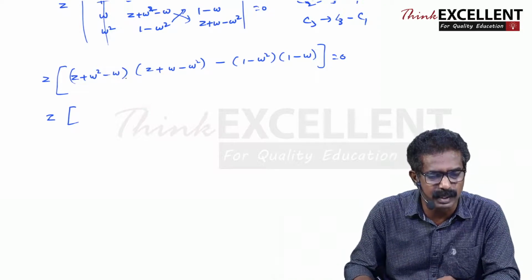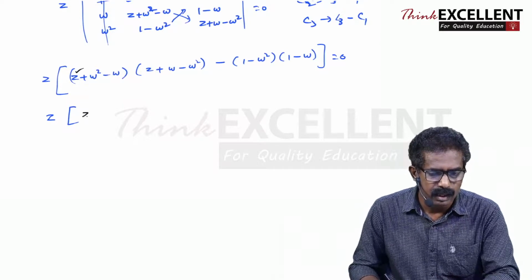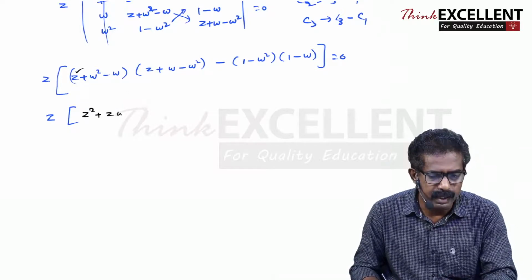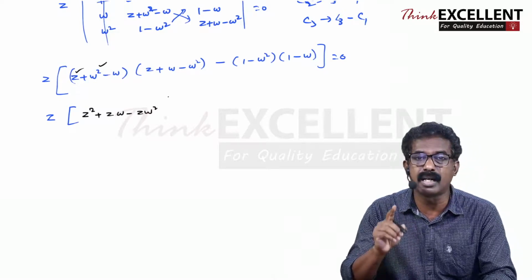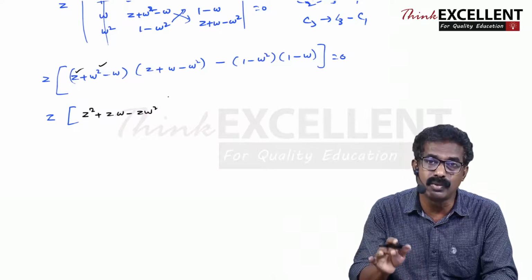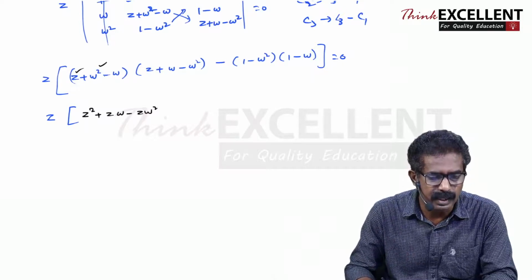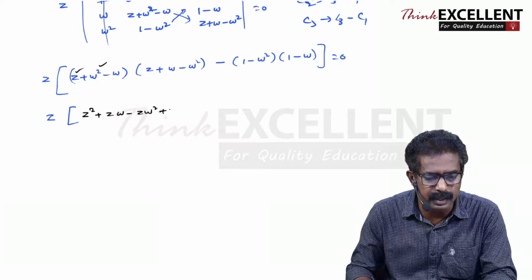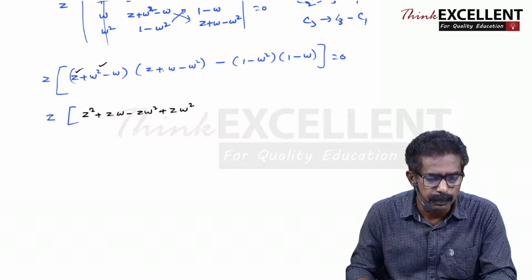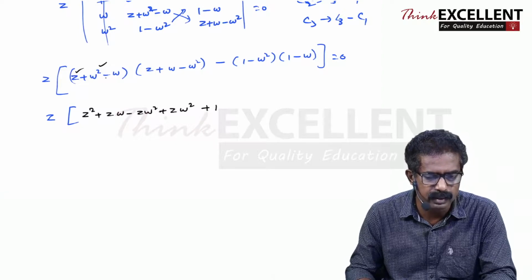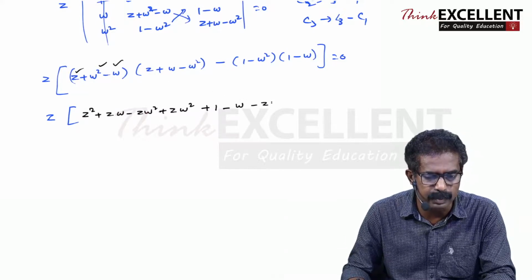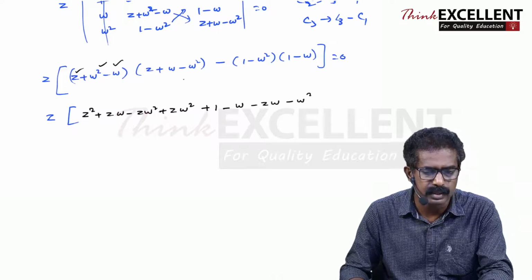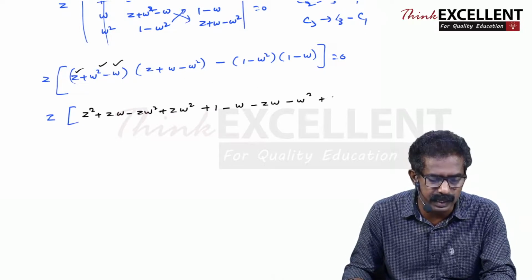So write and practice. By this Z you multiply all three terms: Z square plus Z omega minus Z omega square. By the second one, omega square, you multiply. Remember, omega cube is 1, omega raised to 4 is omega, right? So omega square into Z, plus Z omega square, plus omega cube, you write 1. Then you will get minus omega raised to 4, it is omega. Now come to the last one, by minus omega, minus Z omega minus omega square, then minus into minus is plus omega cube, that is 1.